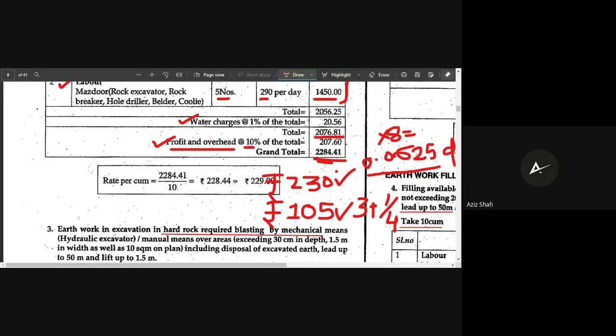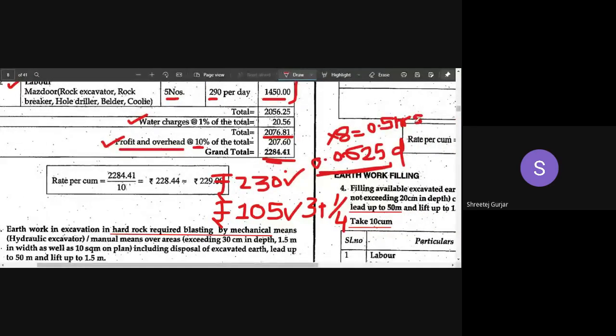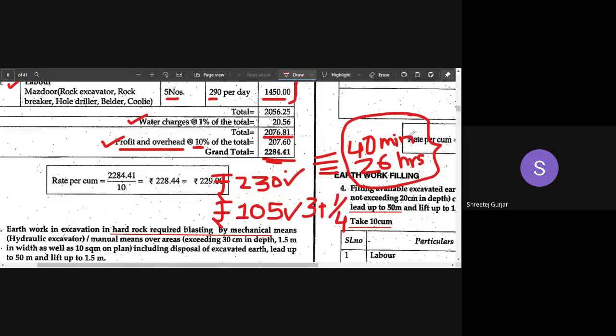How many minutes? 48. 0.0625 into 8. I think you will get 0.5 hours. Correct. So it will be around half an hour or 45 minutes. So we have calculated, the machine requires how much? Say 40 minutes. And for the same quantity of work, how much will your labor require? We have calculated, no, 26 hours. So you can see the time difference. 40 minutes and 26 hours.